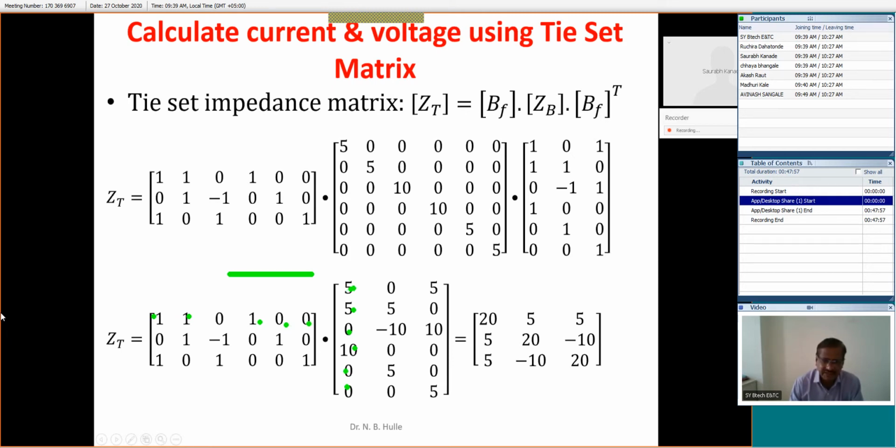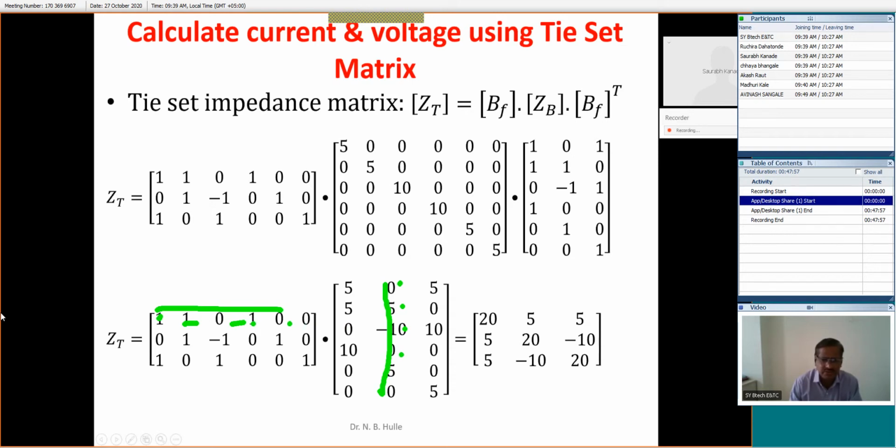If we are finding the multiplication of 5 plus 5, that is 10, plus this 10 will be 20. Then, what is the second? This row and this column: this 1 into 0 is 0, this 1 into 5 is 5, this 0 into 10 is 0, so in total the addition is 5.